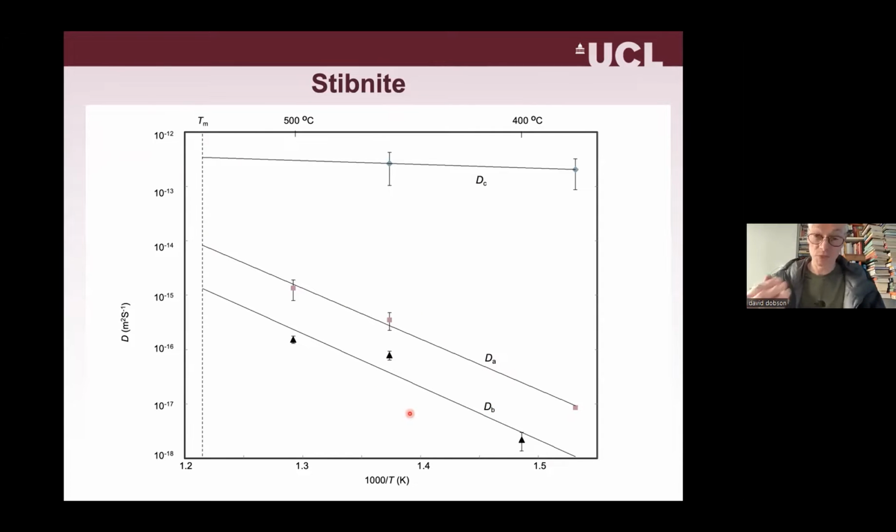But stibnite is a really bad analog material. It's a narrow band gap semiconductor. It's extremely brittle. It has perfect cleavage, so it's not easy to do experiments with, and it's not easy to work with. And it's not a good analog for post-perovskite. But at least in a related structure, we see a strong anisotropy.